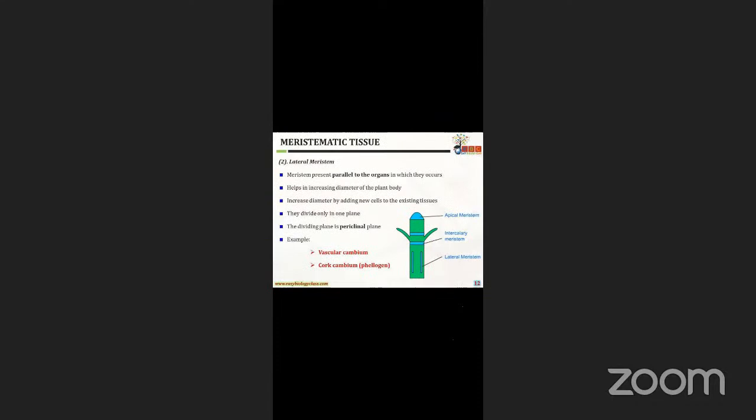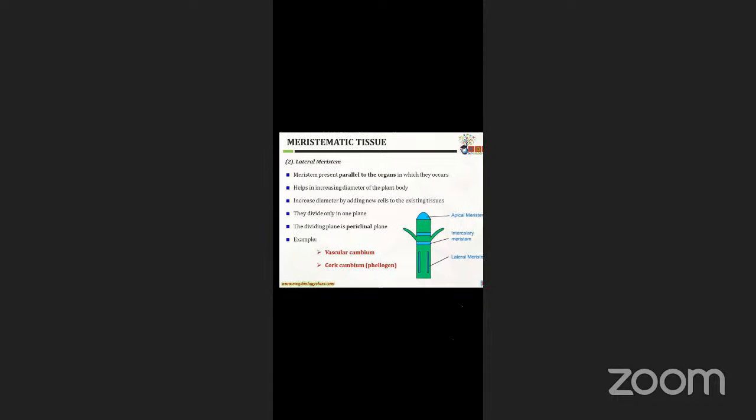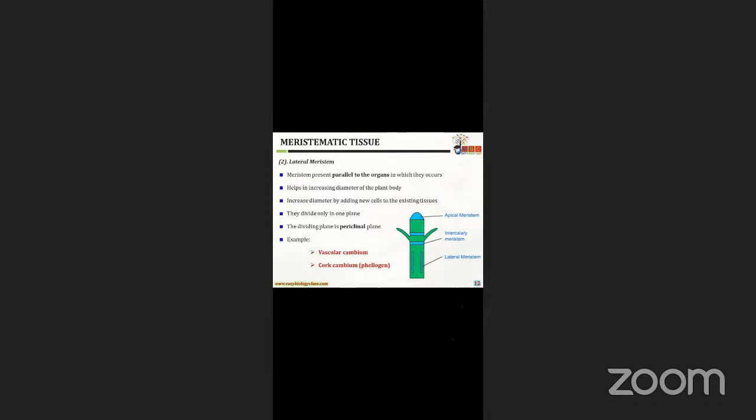Next, second, lateral meristem characters. The lateral meristem is parallel to the organs. See here in the figure, the upper side is apical meristem, and below the apical meristem is intercalary, then the lateral meristems. It helps increase the diameter of the plant body. We know already they divide in one plane, that is the periclinal plane. Periclinal plane divisions give different types of plant body tissue, that is vascular cambium and cork cambium.